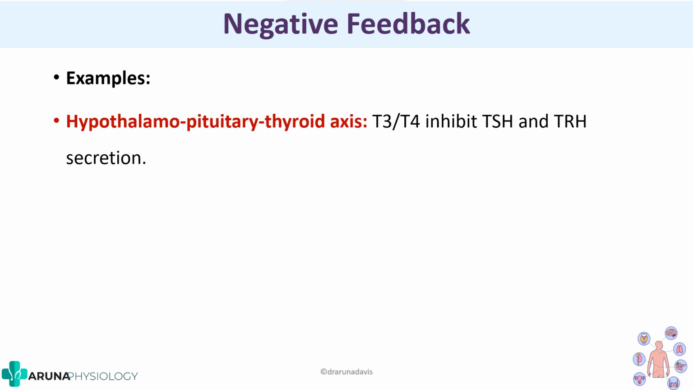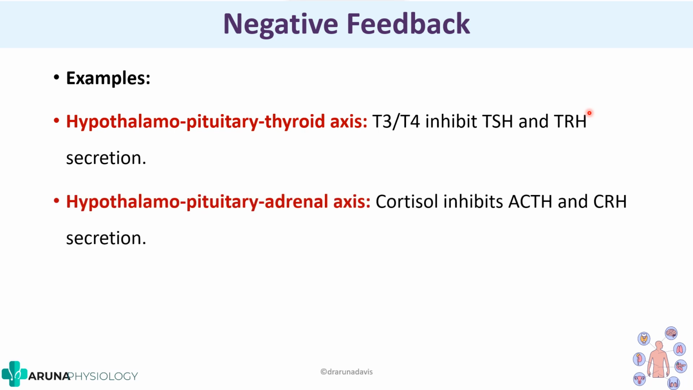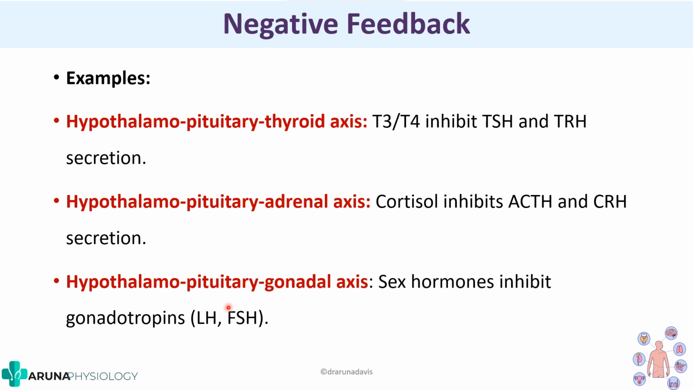The first one is the hypothalamo-pituitary-thyroid axis, in which we've got the hormones T3 and T4 inhibiting the production of the thyroid stimulating hormone and the thyrotropin releasing hormone. Another example is the hypothalamo-pituitary adrenal axis, which we just mentioned. And we also have the hypothalamo-pituitary gonadal axis, in which the sex hormones inhibit the gonadotropins LH and FSH. So this was about the negative feedback.